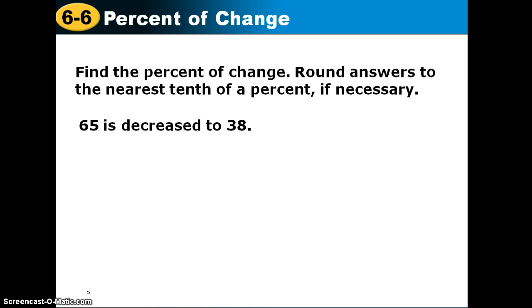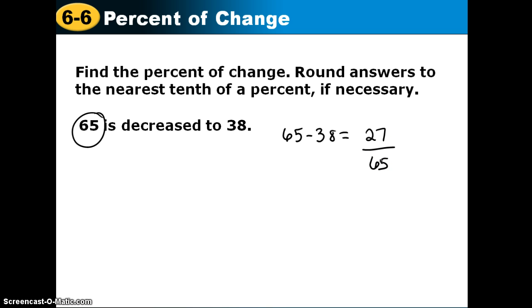So 65 is decreased to 38. The first thing we need to do is find out how much does it change. So take your bigger number, 65, and subtract your smaller number. 65 minus 38 is 27. The next step is to put that over the original amount. The original amount is the amount that you see first, so it was 65. Now I have a fraction, 27 over 65.